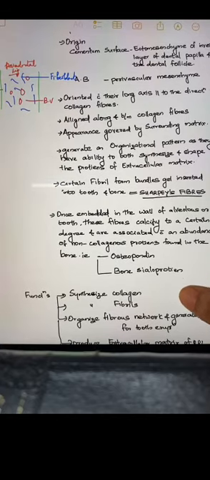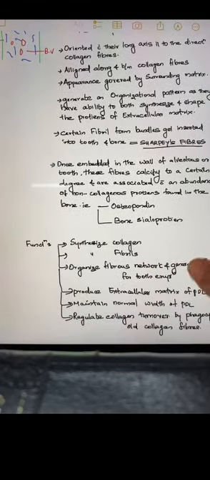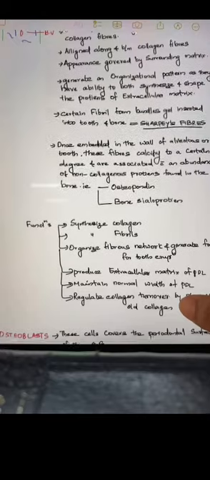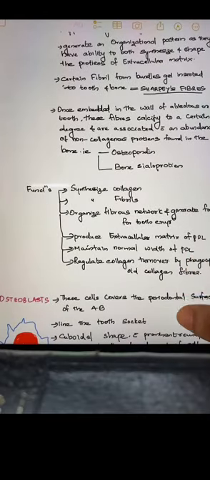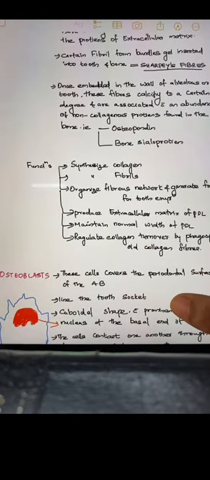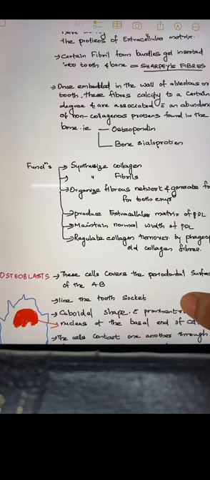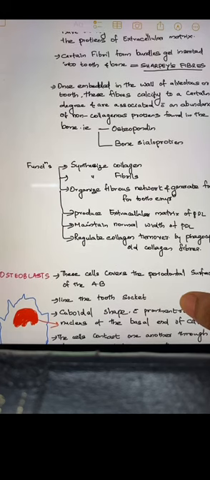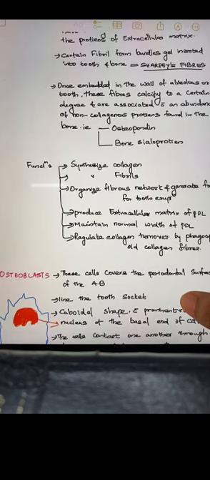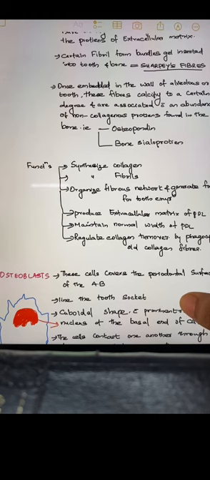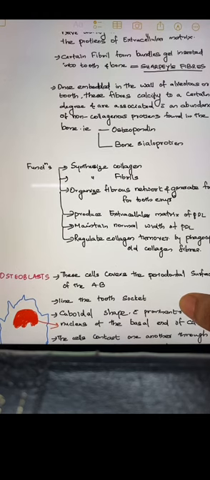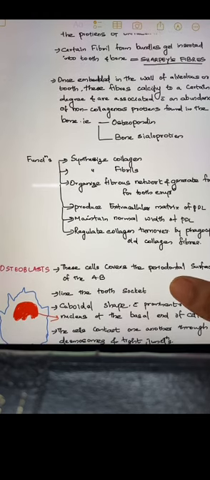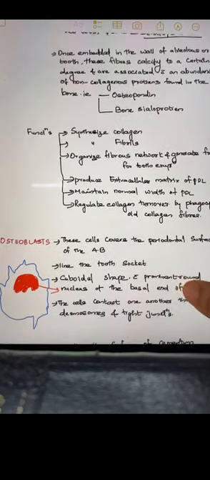And what are the functions of the fibroblast? They synthesize collagen and fibrils, organize a fibrous network and generate forces for tooth eruption. This produces the extracellular matrix of the PDL and maintains the normal width of the PDL. The fibroblast also regulates collagen turnover by phagocytosing old collagen fibers.